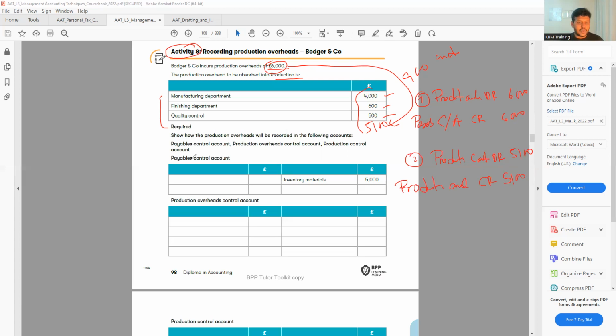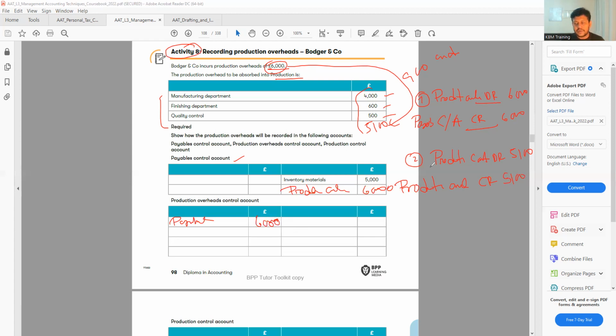So the first one we have is the payable control account. Payable is a credit. So on the credit side, we're going to write the production overhead, that is 6,000. And the production overhead control account, production control account, is a debit. So on the debit side, we're going to write payable, 6,000.